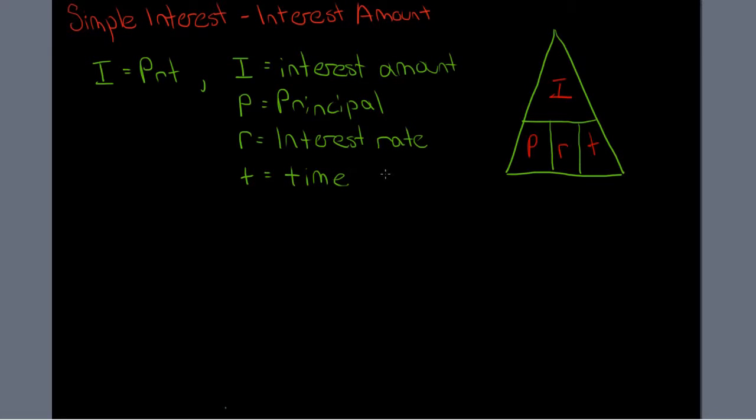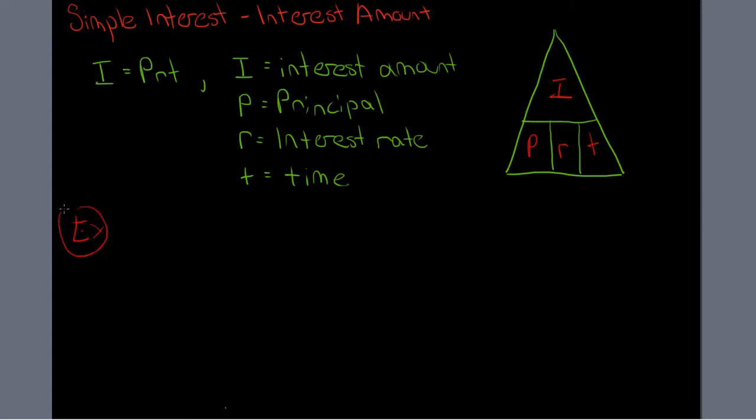So one way you can find the variables I, P, R, T is through the simple interest triangle that was discussed previously. But say if you want to just use the isolation method, which is actually my preferred method, or you just want to know more the math behind this, we'll go into that now.